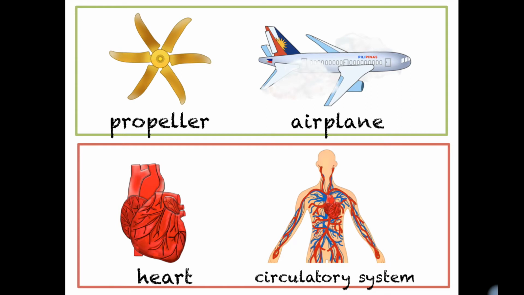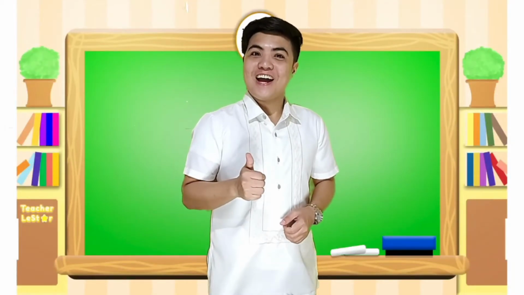Take note that the first words are a part of a whole which is represented by the second word and phrase. An airplane won't work without its propeller, the same way the circulatory system won't function without the heart. I'm sure you got this right.